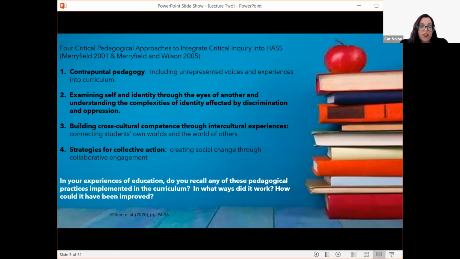So for myself, I don't recall looking at unrepresented voices and experiences in the curriculum at all. It's not something that I did in history or geography. Examining self and identity through the eyes of another, I don't recall that either. I do remember a focus on family history, but self and identity was not something that really came through in the curriculum when I was younger. Intercultural experiences and collective action weren't prominent, but potentially were there. There was a trickle of it in the curriculum when I was younger.